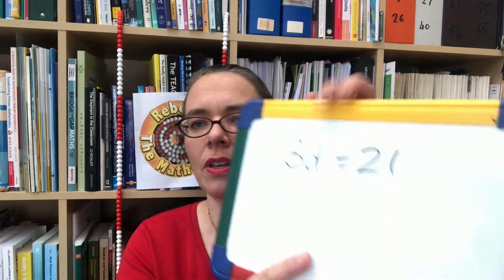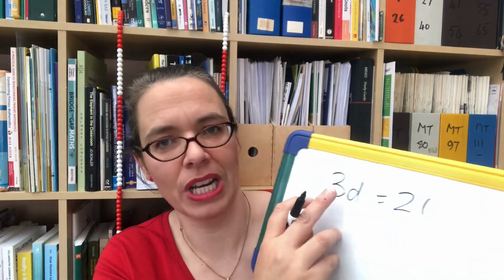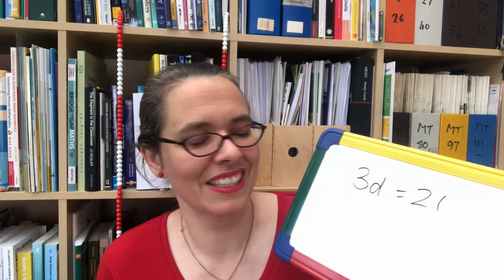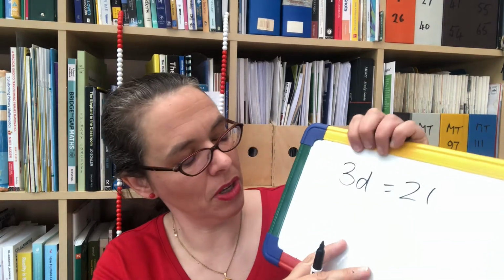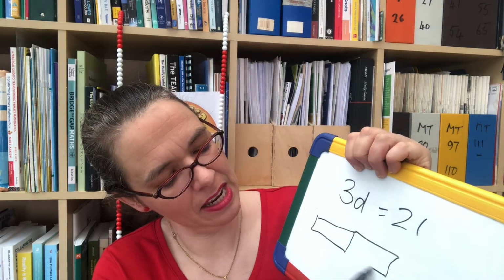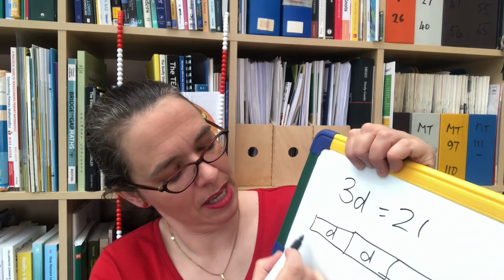Okay, so we've covered addition and subtraction. Let's look at multiplication. 3d equals 21. So we need to revise that. That means 3 lots of d, and they're probably quickly going to know that it's 7. But let's draw it as a block diagram. What we're saying is that d, add d, add d, 3 lots of d is 21.